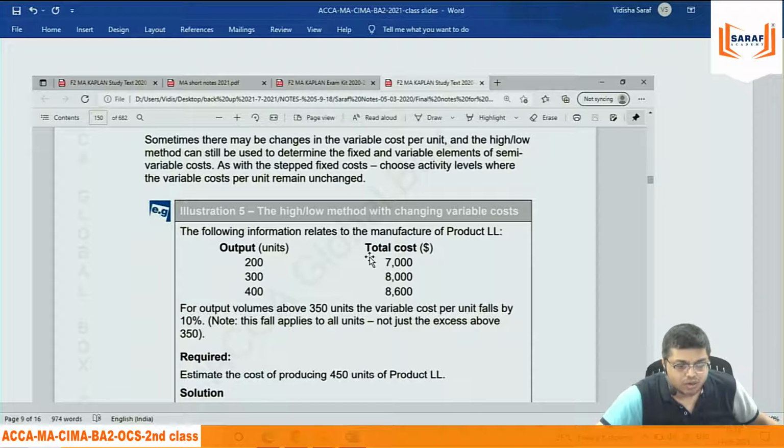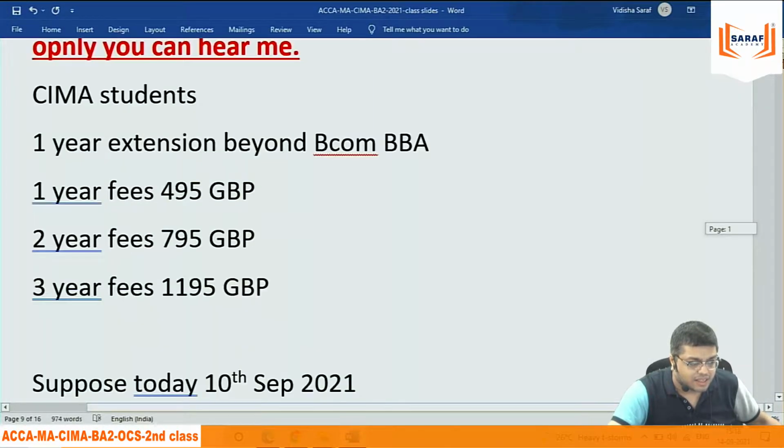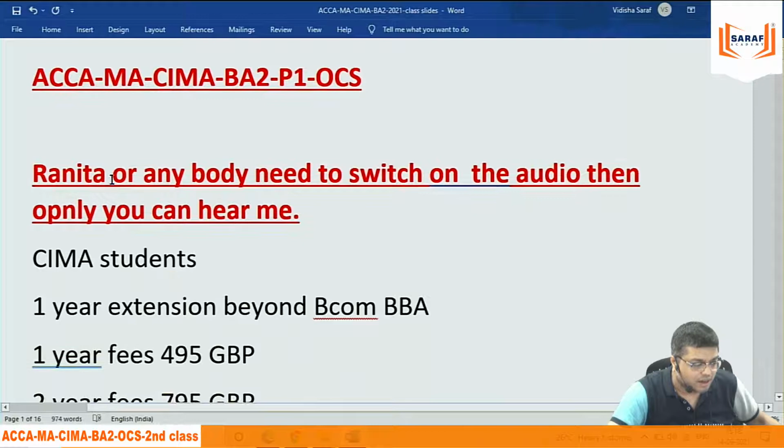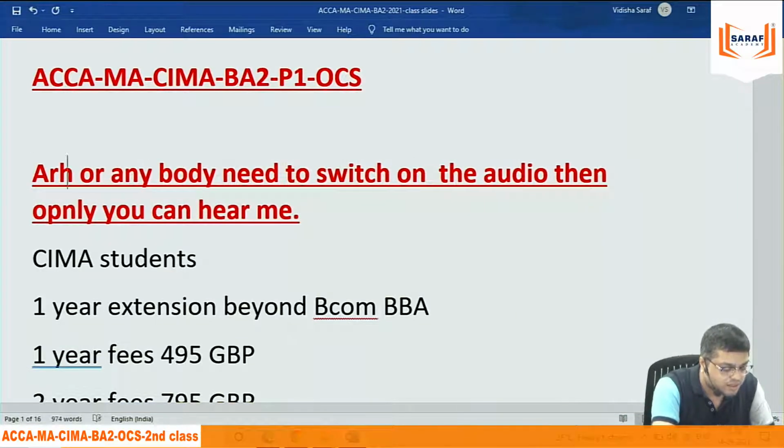Hardev, using audio, ठीक है. And nothing saying also. Arhant, earlier Ranita you, now Arhant.